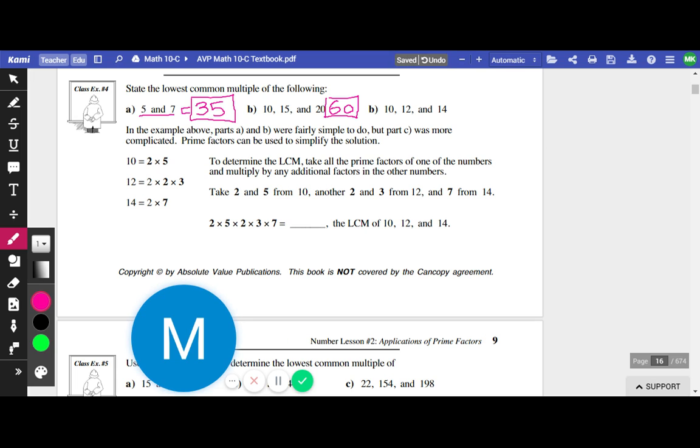The last one's a little bit trickier. The first two are actually pretty tricky too, but the last one's the trickiest. So you have 10, 12, and 14. If you had small numbers like that, you could still count it out. You might need to make a list. It's going to be a little bit hard. So for 12, I would go 12, 24, 36.